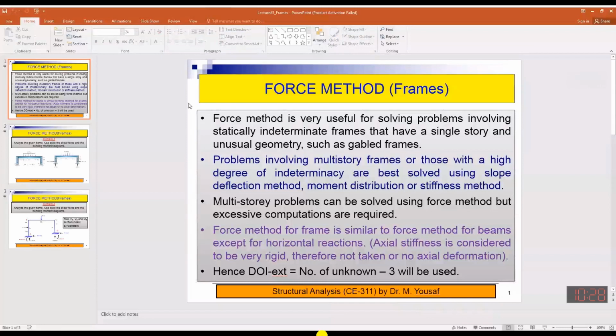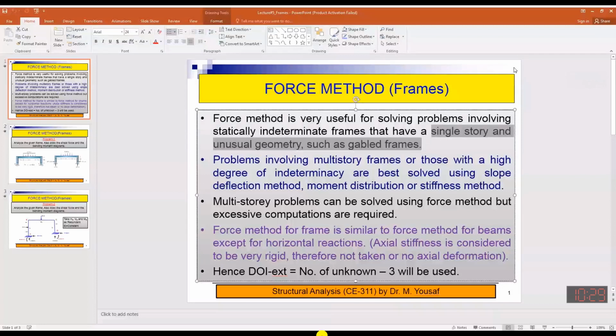So force method is very useful for solving the numericals involving statically indeterminate frames which have a single story. It should be noted that force method can be applied to simple geometry, simple frames like a single story frame. And if there is a multi-story frame, then for that we need to use the slope deflection method. This is due to the methodology that is adopted.